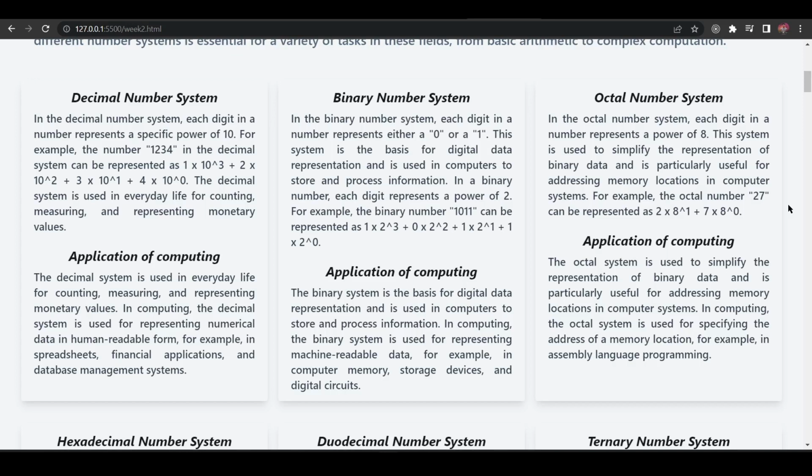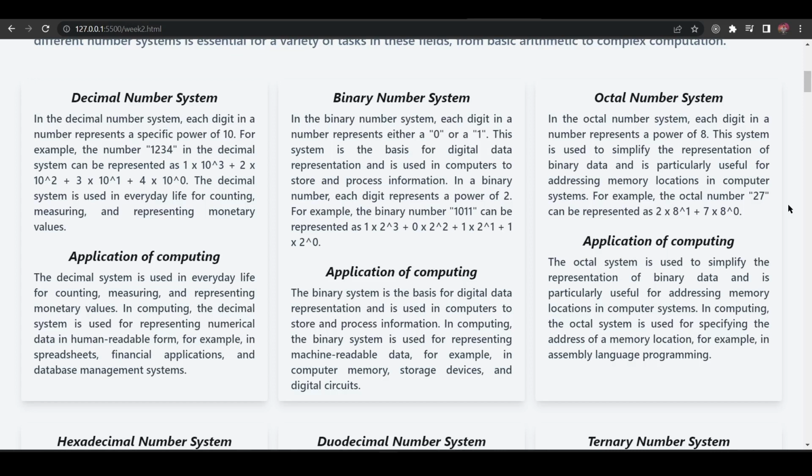Next is the binary number system. In the binary number system, each digit in a number represents either a 0 or a 1. So do not umiikot yun. This system is the basis for digital data representation and is used in computers to store and process information. In a binary number, each digit represents a power of 2.